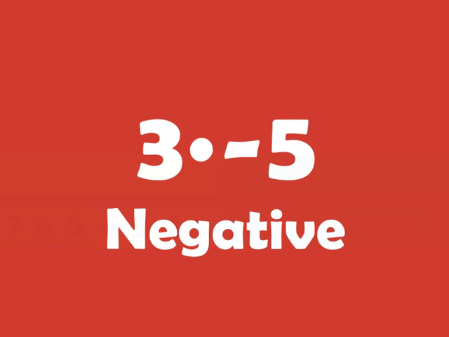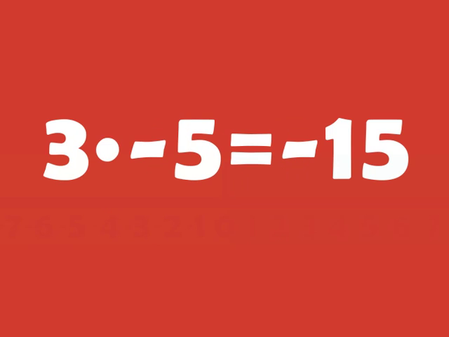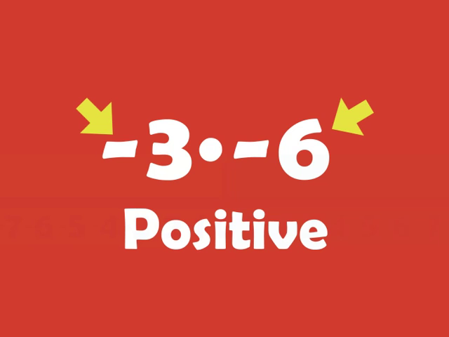Let's take 3 times negative 5. Count the negative numbers. Just one negative number. Since 1 is an odd number, you know your final answer will be negative. So 3 times negative 5 equals negative 15. Negative 3 times negative 6. Two negative numbers. Since 2 is even, your answer will be positive, 18. The same applies for division.